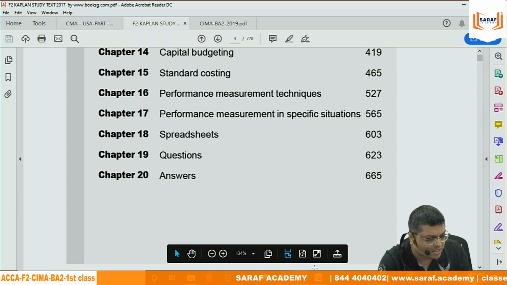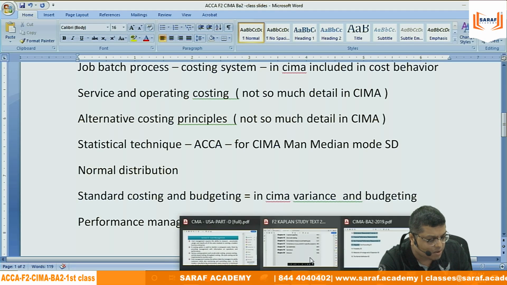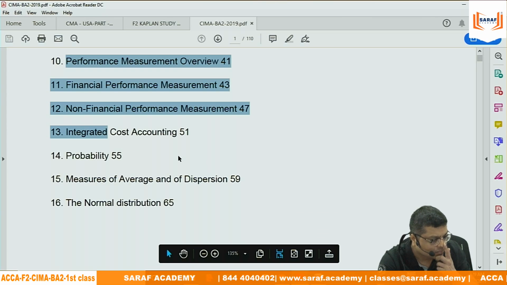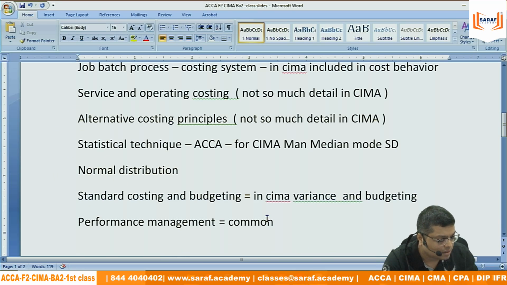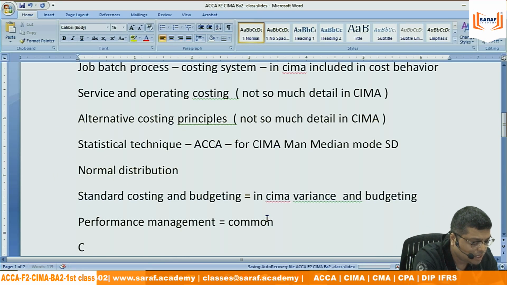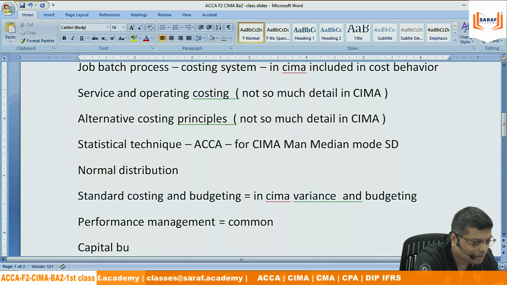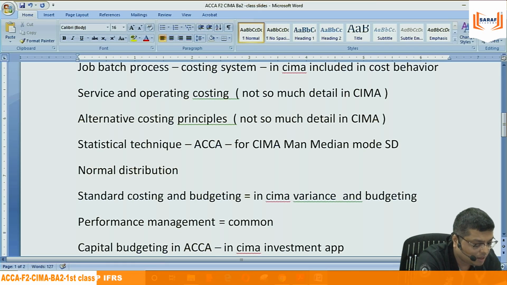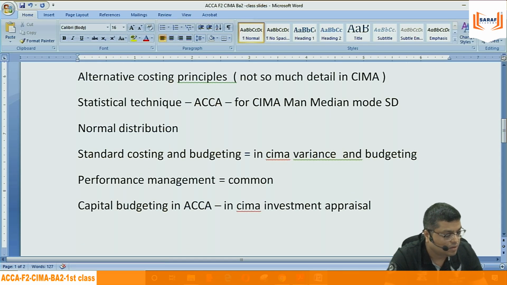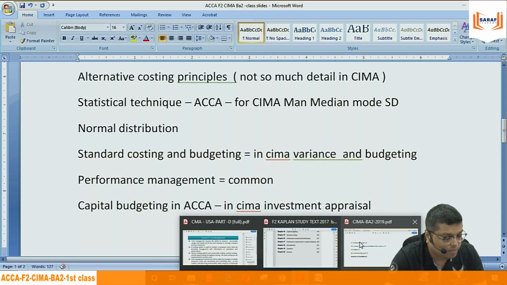Spreadsheet is nothing, just an Excel sheet. So in CIMA, what is left? Capital budgeting in ACCA, in CIMA, investment appraisal. That is common.